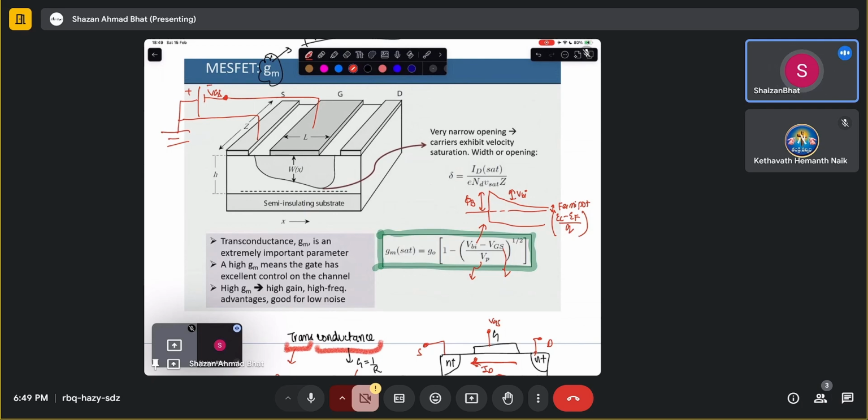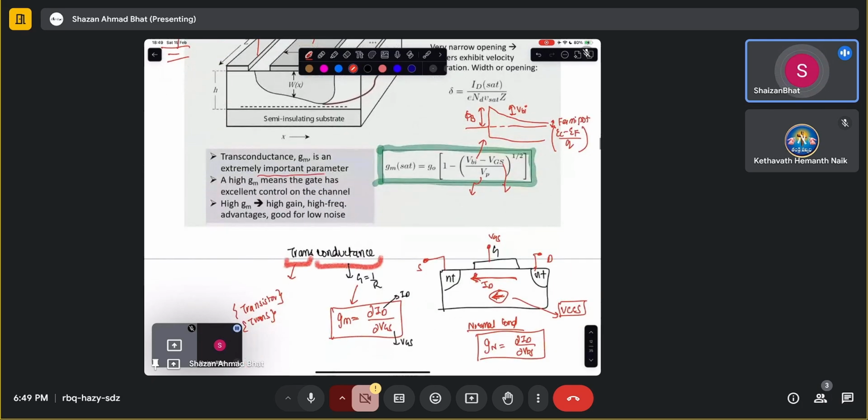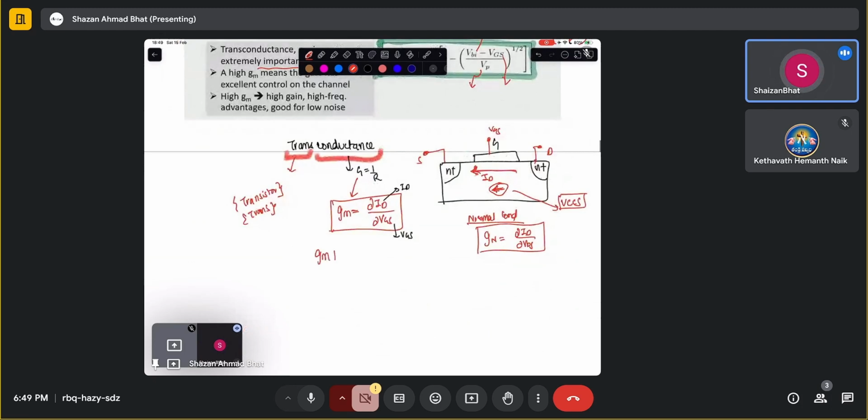So this is gate to source voltage. And why is it an important parameter? Because it denotes how much control the gate voltage has over the drain current. By increasing gm, you get more control of the gate terminal, and that is what you want. You want more control of the gate terminal in order to turn the transistor on and off. That is the fundamental of a transistor.